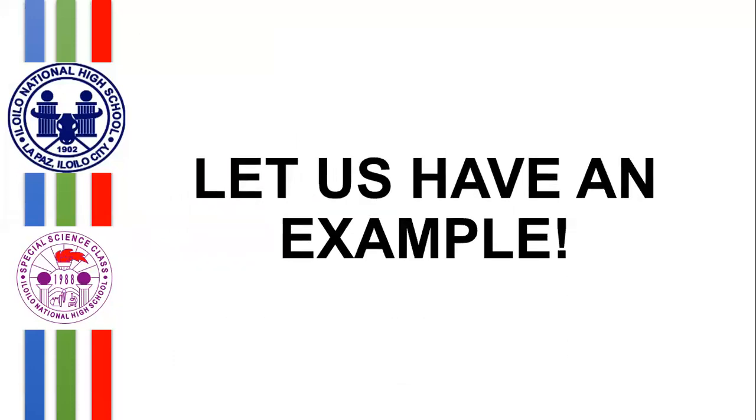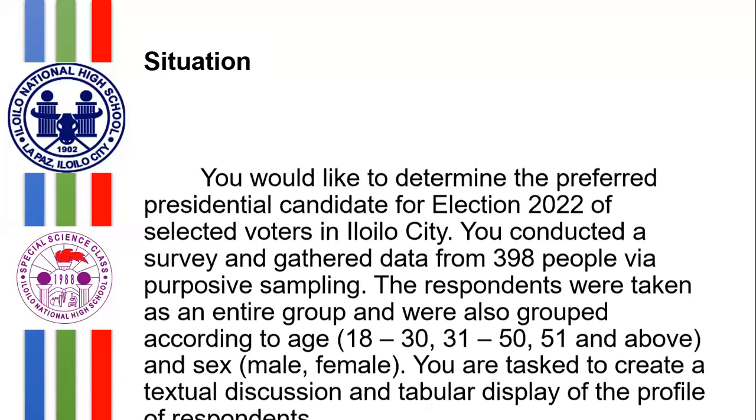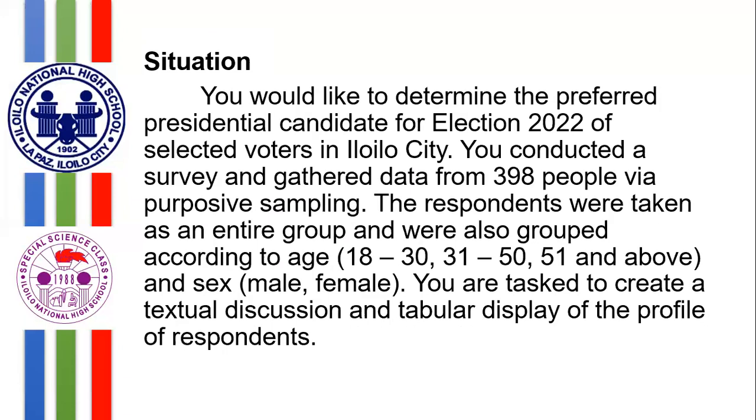And let us have an example. Let's say the situation is you would like to determine the preferred presidential candidate for election 2022 of selected voters in Iloilo City. You conducted a survey and gathered data from 398 people via purposive sampling. The respondents were taken as an entire group and were also grouped according to age, that is 18 to 30, 31 to 50, 51 and above age brackets, and for sex as male or female. You are tasked to create a textual discussion and tabular display of the profile of the respondents.